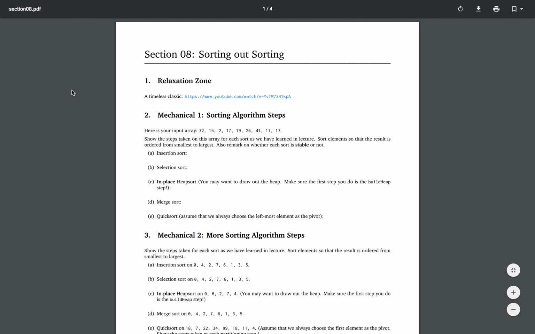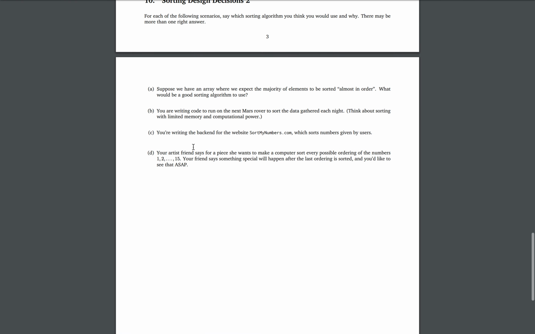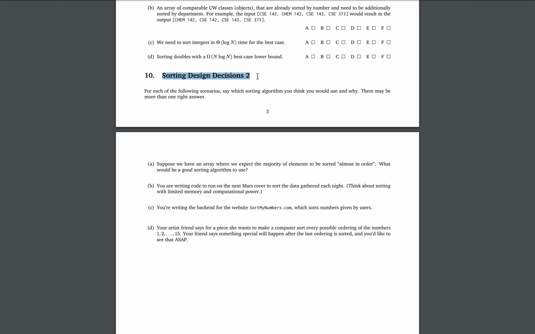So right now I'm just on this section handout here, and we're going to take a look at this problem, sorting design decisions 2. If you've already taken a look at your newest exercise, there's a few scenarios that are very similar to this, where we give you a scenario and ask what sort you should use. So we're going to talk about how you know what sort you should use in each case. Feel free to follow along, and maybe take notes about what your answers might be and see if they match up with mine.